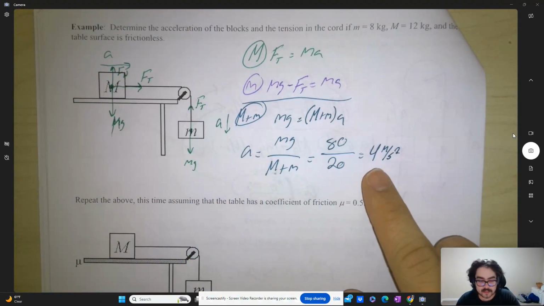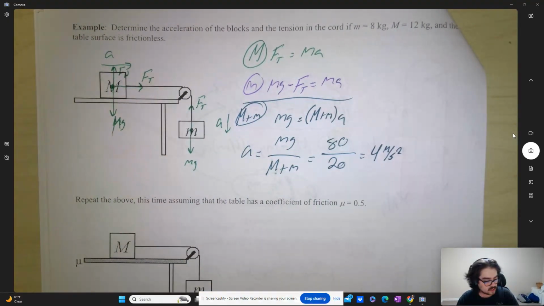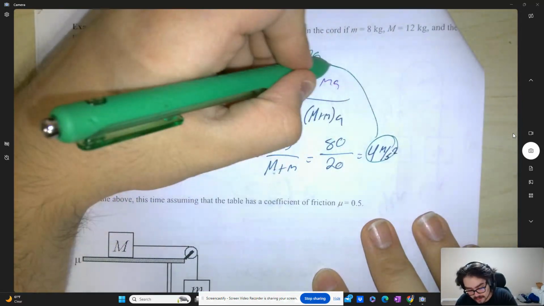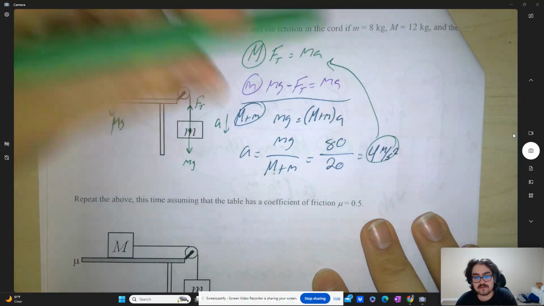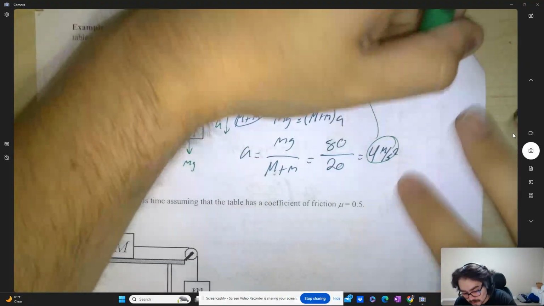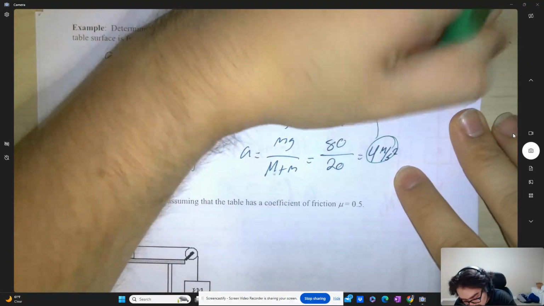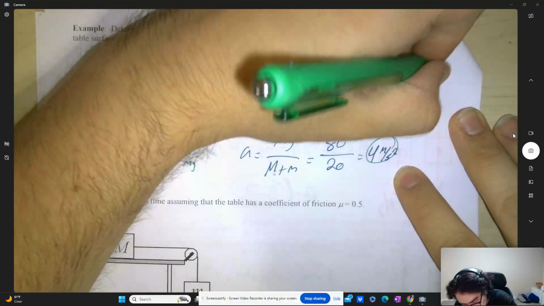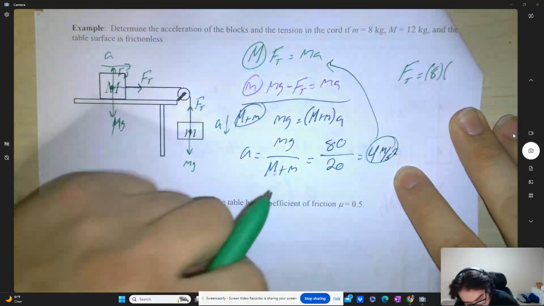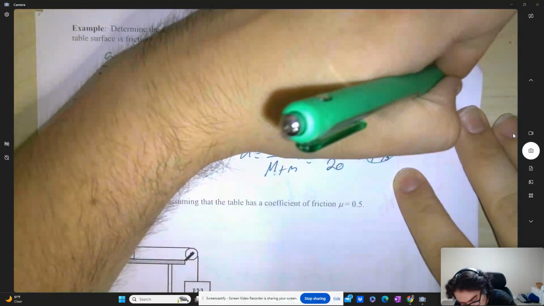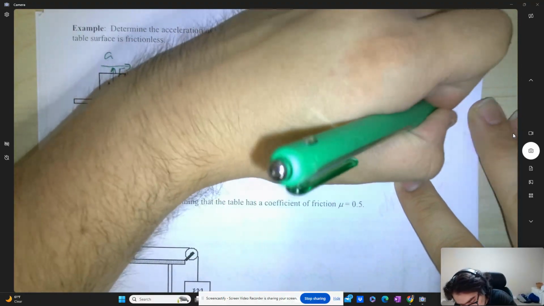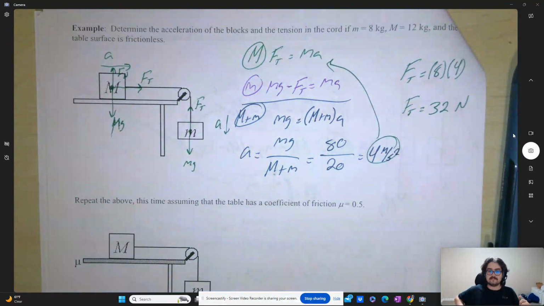Once you've got 4 meters per second squared, you can figure out what the tension is by taking what you just solved and plugging it in. You can do either equation, but it's easiest to do the top one. So FT equals little m, which is 8, times the acceleration, which is 4: 8, 16, 24, 32. The tension should be 32 newtons. So there you go.